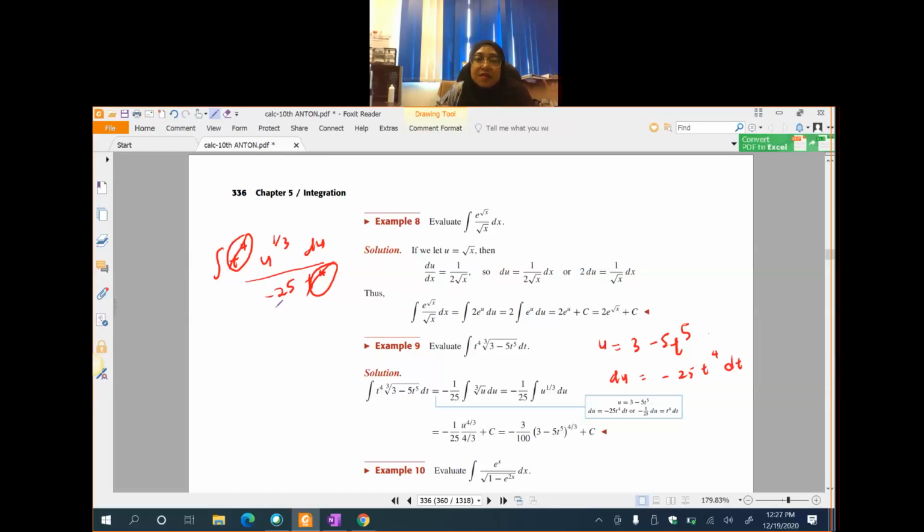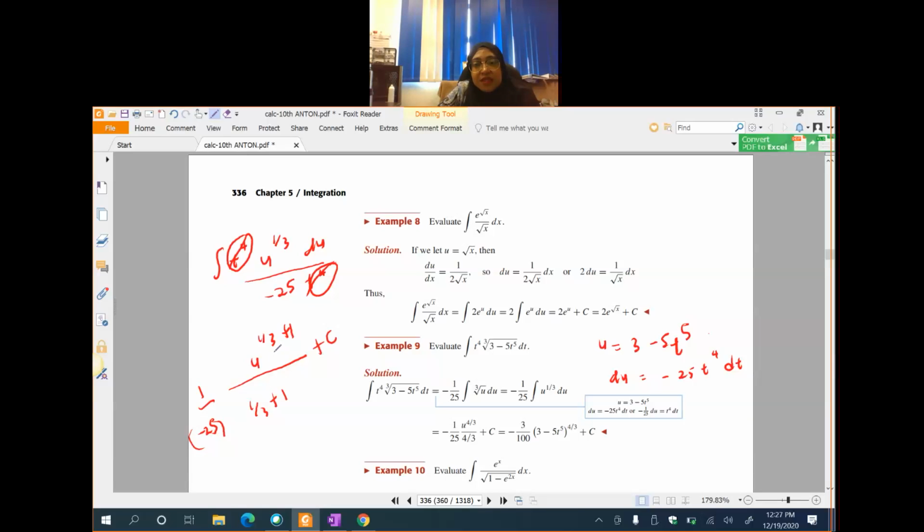Okay, you don't have to be afraid of that constant. So the function which is left here is just u to the power of 1/3, which only requires the power method. So, u to the power of 1/3 plus 1, divided by 1/3 plus 1. And then it's obviously still give you 1 over negative 25 over here, and then you have plus c. Okay, I think that's it.